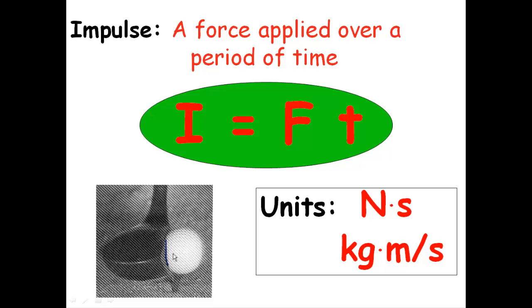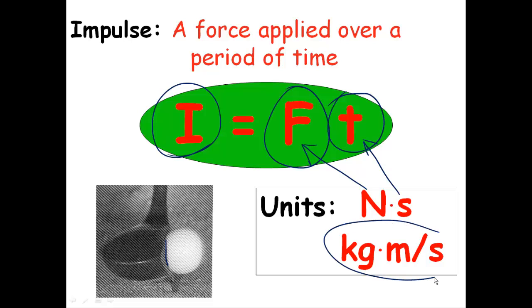You're hitting this with some force over some period of time. Basically, by causing the ball to compress, the time is increased. And when you do that, you get a very large impulse. And of course your units should make sense. It's a Newton second or kilogram meter per second. Sounds a lot like momentum, and there's a reason for that. So impulse is a force applied over some period of time. Keep that in mind.